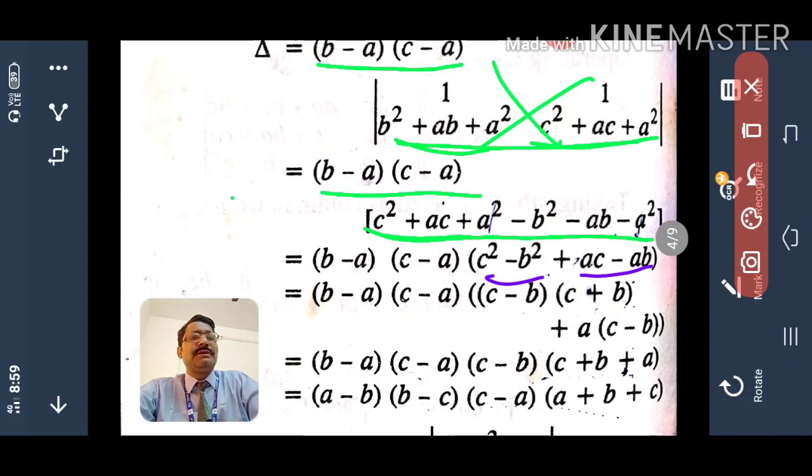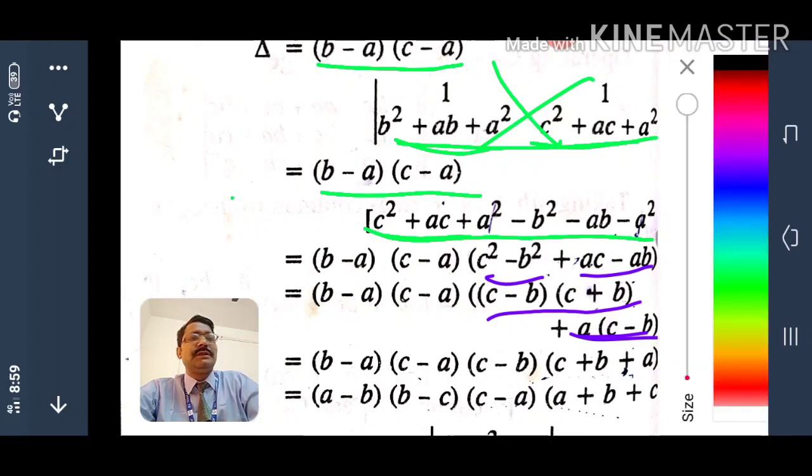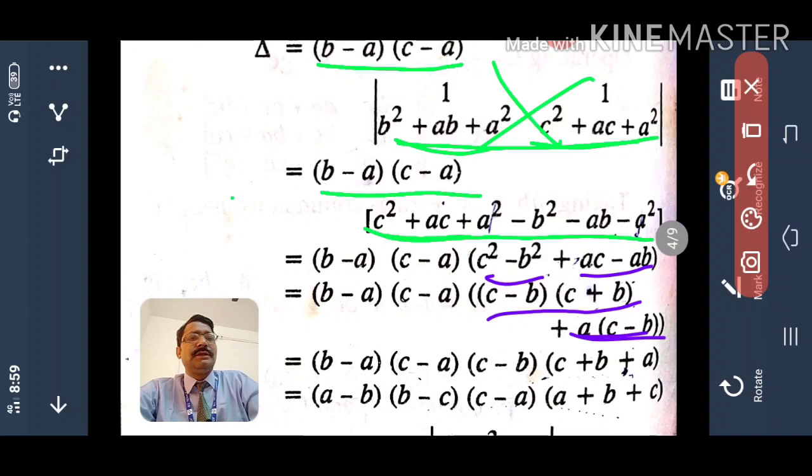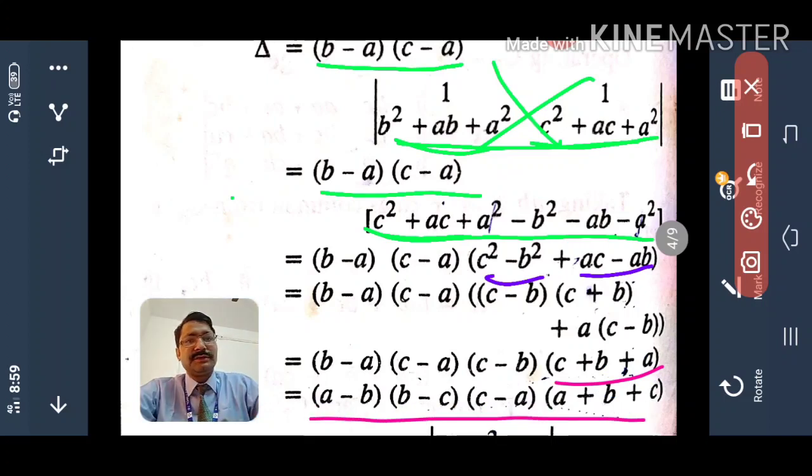So c square minus b square you can write as c minus b times c plus b, and from ac minus ab you take common a. Now again check what is common here: c minus b is common. So c minus b you take common, and the remaining is c plus b plus a. Now you will arrange in a standard format. So b minus a you can write as a minus b and take minus common. C minus a as it is, and c minus b take minus common. So the previous minus and this minus become plus, and you write this in a proper order.